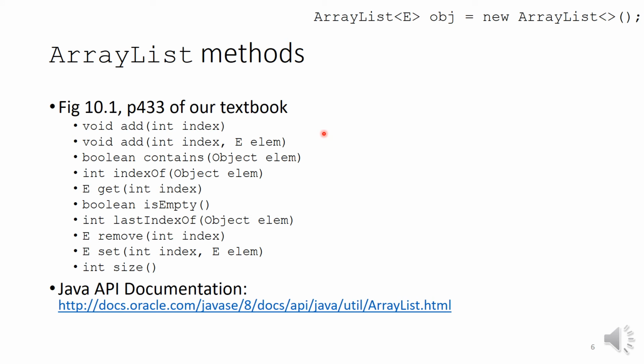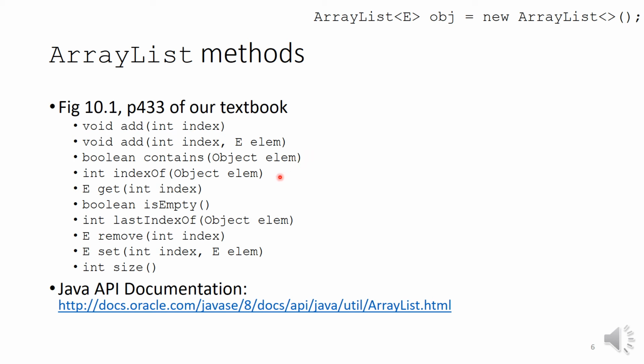Figure 10.1 of our textbook lists those commonly used ArrayList methods. All of those methods are instance methods and have to be invoked on an ArrayList object. We have seen the 2 add methods, the remove and the size method. The contains method checks whether an item exists in an ArrayList object and returns true or false.